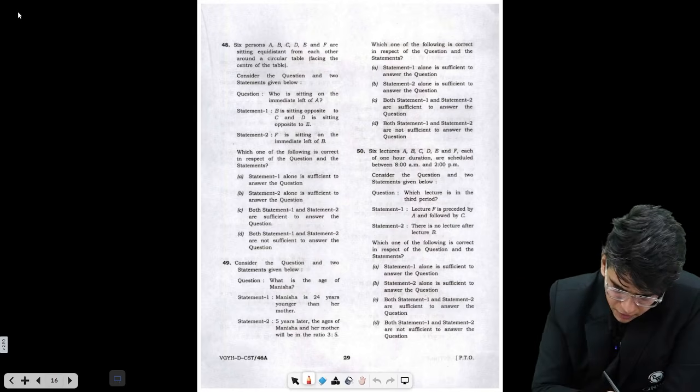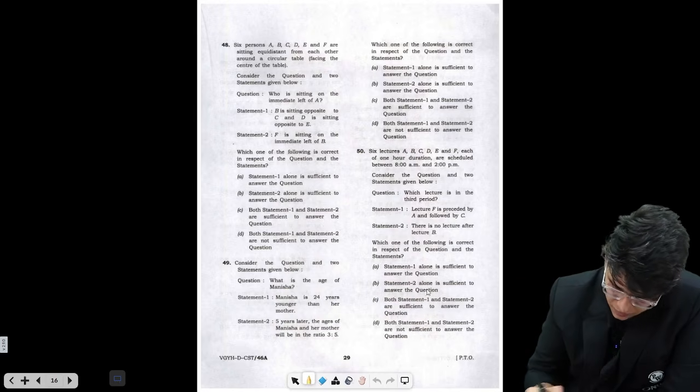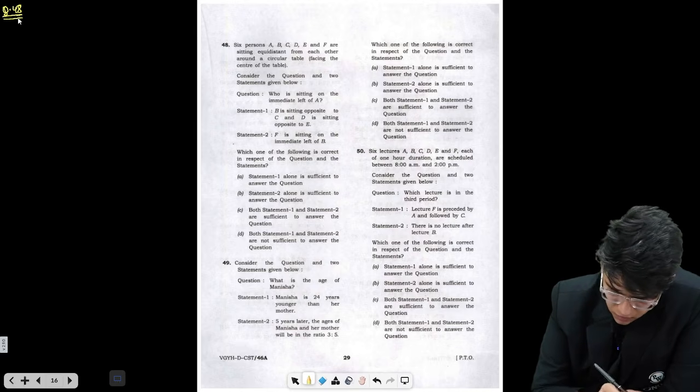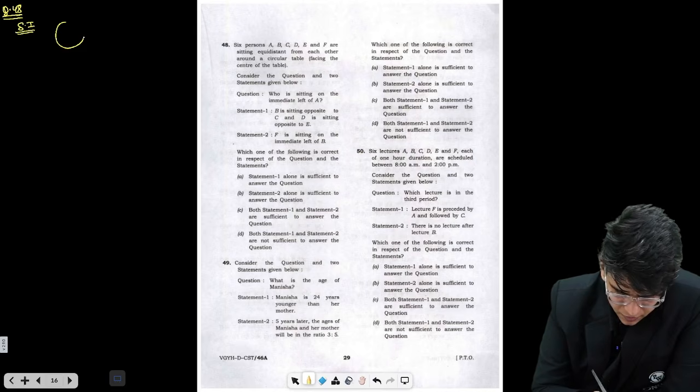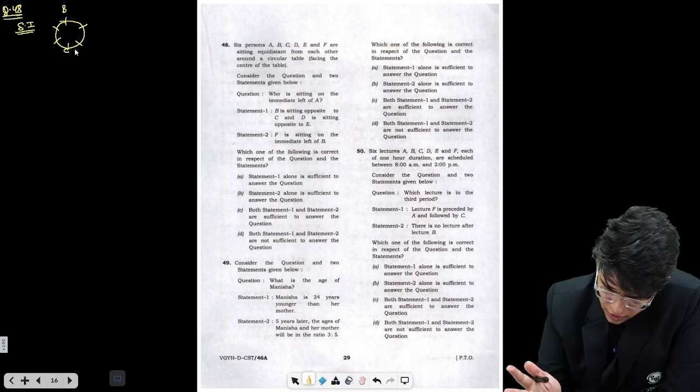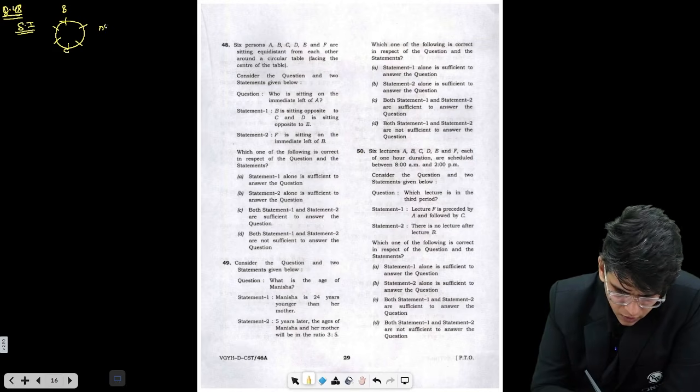So from statement 1, question number 48. Statement 1. There are 6 persons, 1, 2, 3, 4, 5, 6. B is sitting opposite to C and D is sitting opposite to E. Now D and E can be anywhere, so statement 1 won't give you the answer. Also statement 1 has no comment on A. Not sufficient.